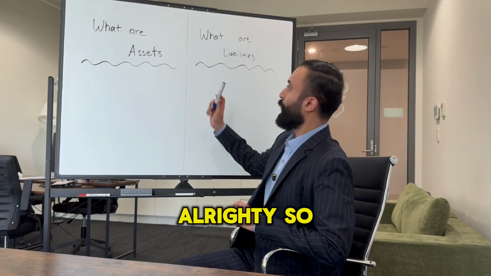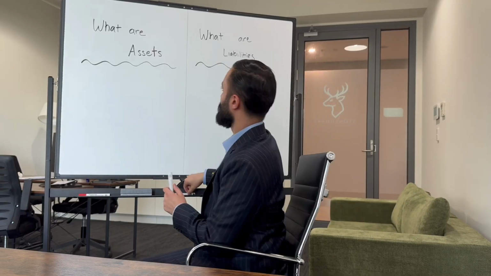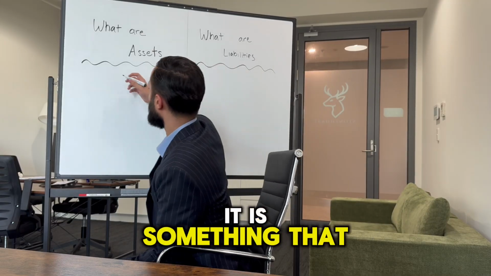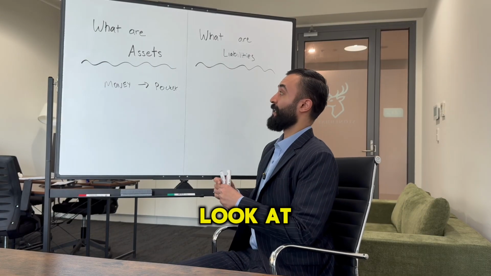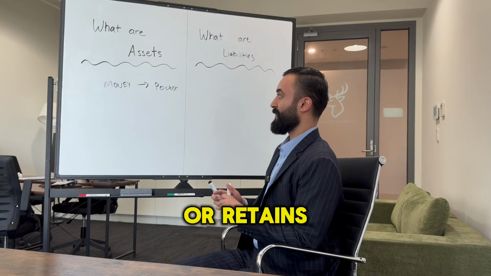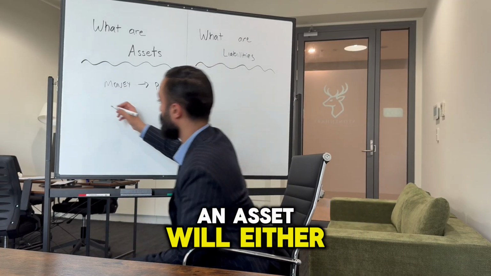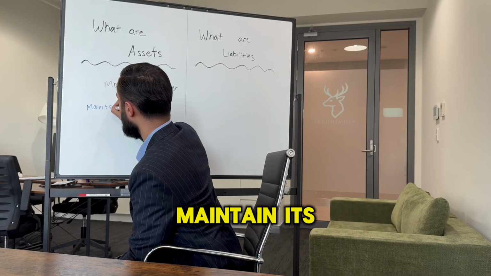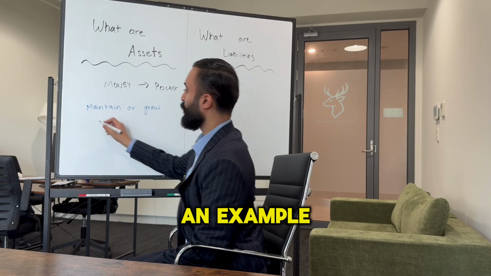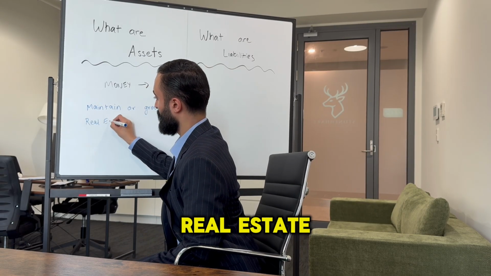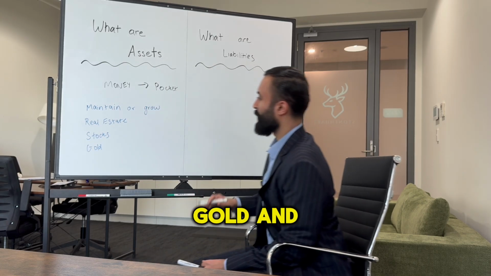Alrighty, so what are assets and what are liabilities? Starting off with assets, it is something that puts money into your pocket. Another good way to look at an asset is that it holds or retains value. So an asset will either maintain its value or grow over time. An example will be real estate, stocks, gold, and many other things.